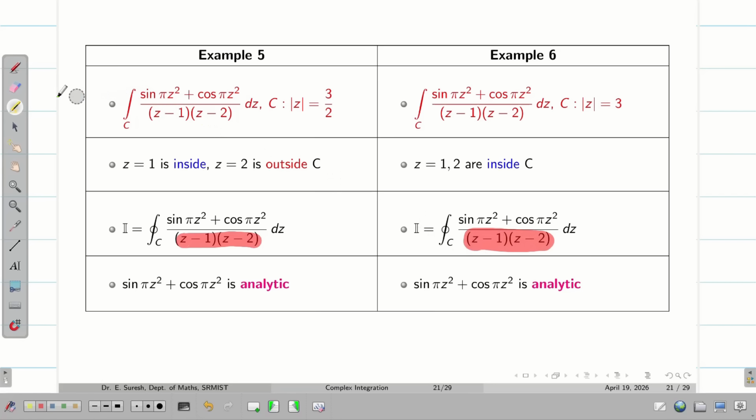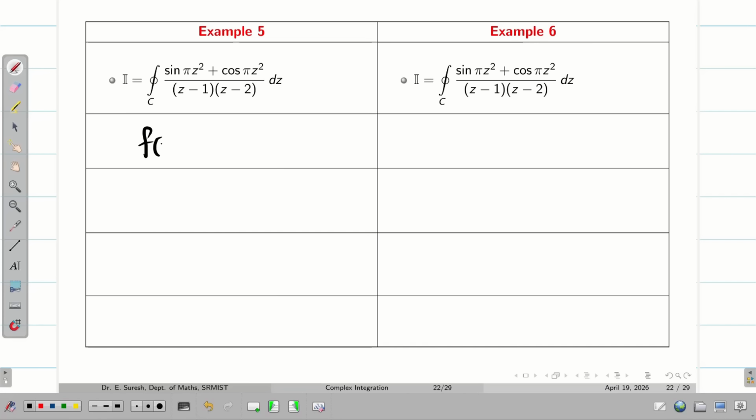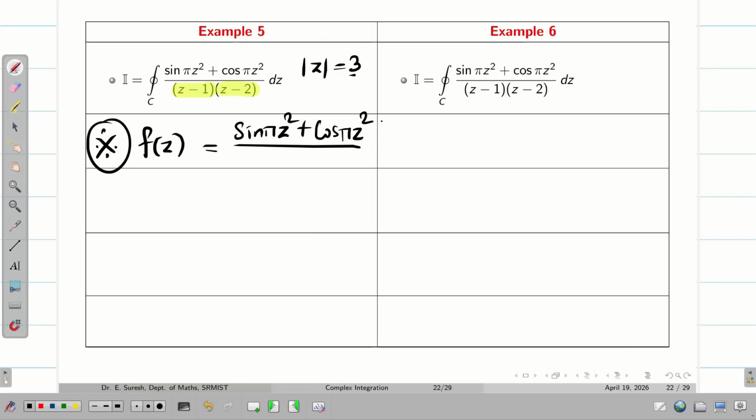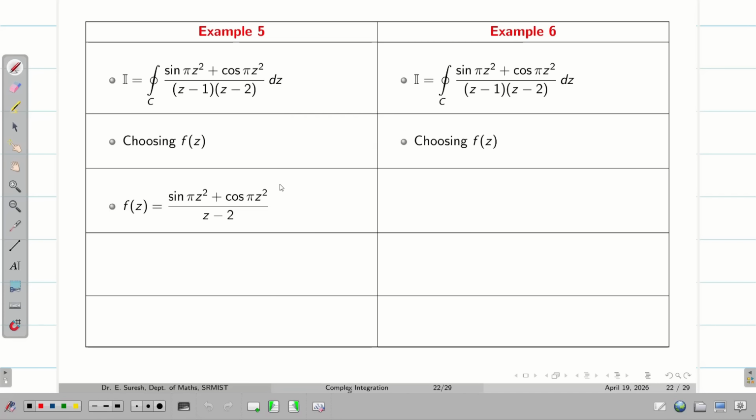For example 5, one singular point lies inside. For example 6, both the singular points lie inside. Next we have to choose f of z. This is very much important. In this problem, the numerator is analytic everywhere. So I took f of z as sin pi z square plus cos pi z square. z minus 1, z minus 2 both are singular points, but for the given region mod z equal to 3 by 2, z minus 2 lies outside and it will not affect the analyticity.